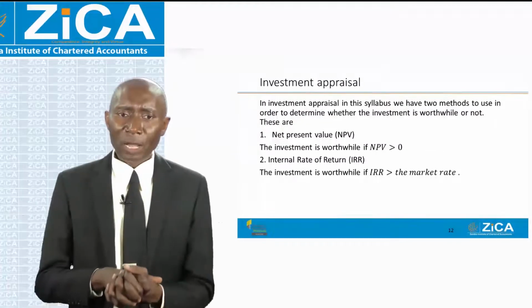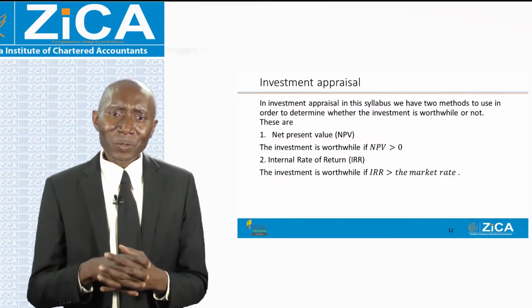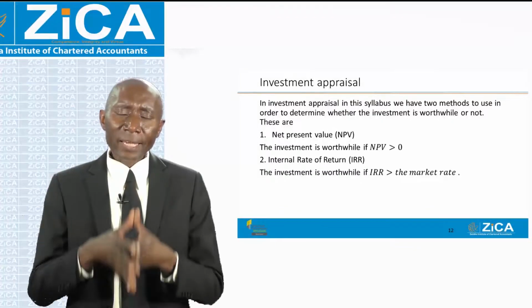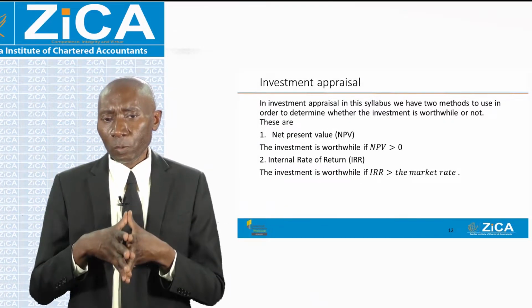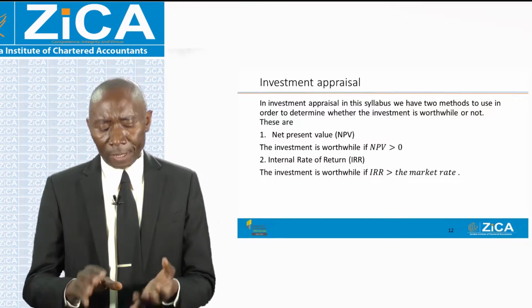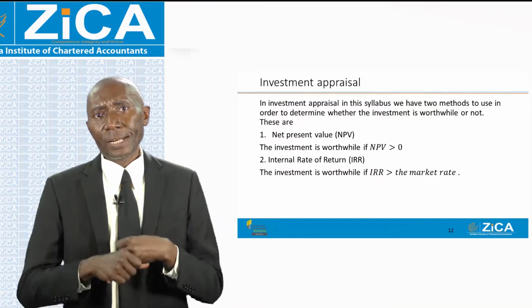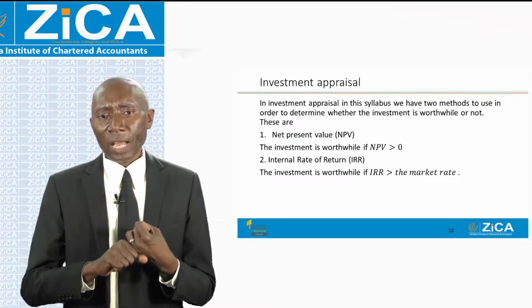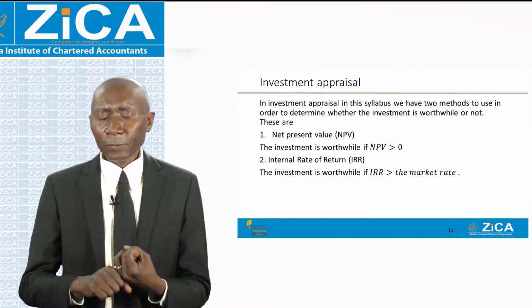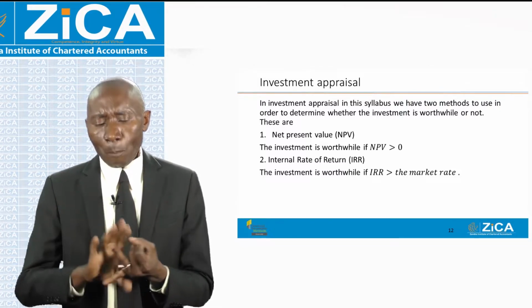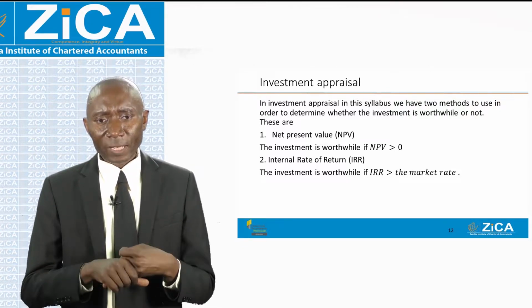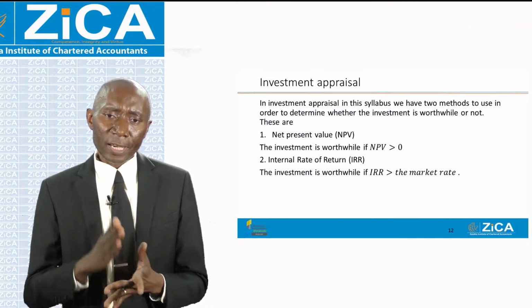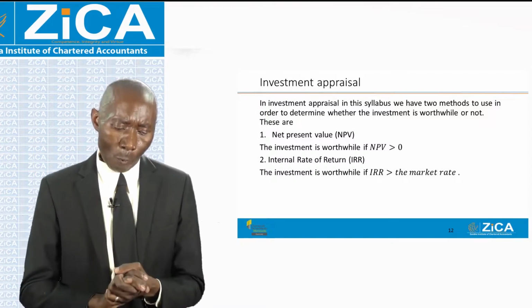Now, we look at investment appraisal. Investment appraisal requires you to assess the value of the project. Here we have two methods which we use in this course. One is the internal rate of return. Two is the net present value. The net present value involves the cash flow. It gives us the difference between the cash inflow and the cash outflow to give us the net present value. The internal rate of return is just the point at which the net present value is equal to 0.